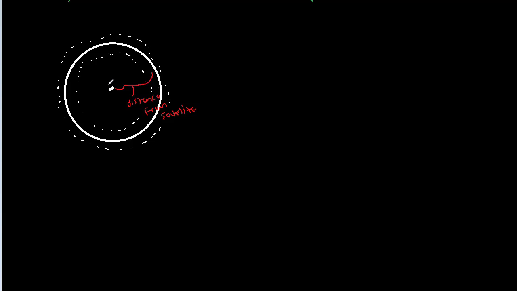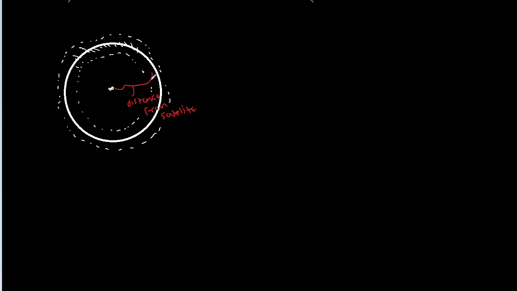So instead of being able to say with certainty that we're exactly this far away from the satellite, what we say is that we are within some range of distances from the satellite, bounded by this inner circle and this outer circle. We're somewhere in this sort of donut, if you will. We are somewhere in this donut.